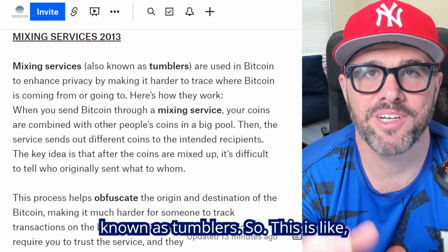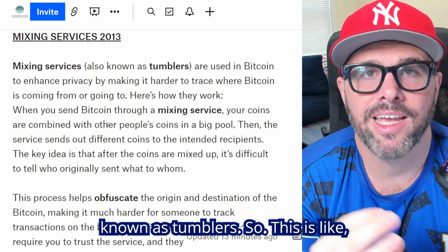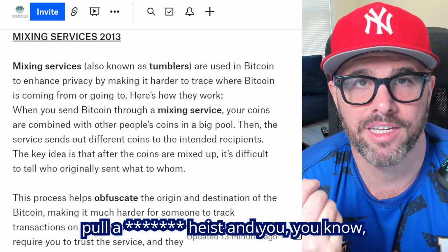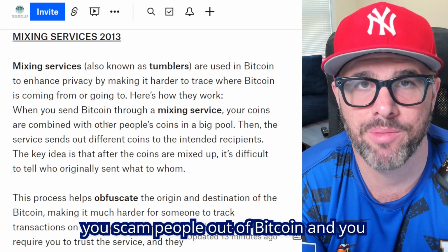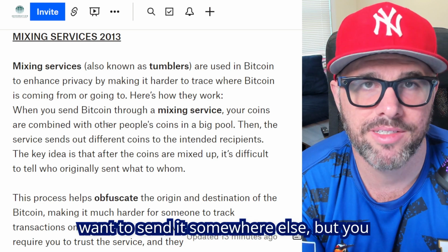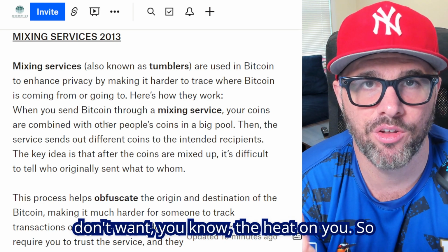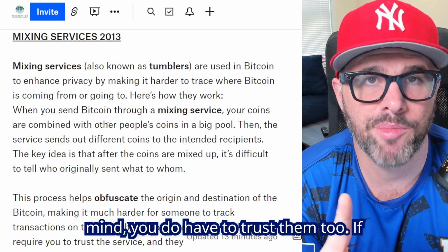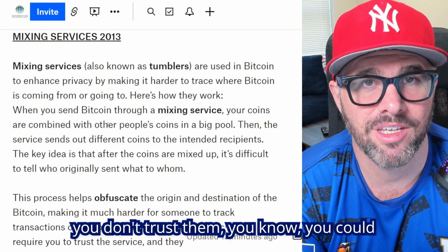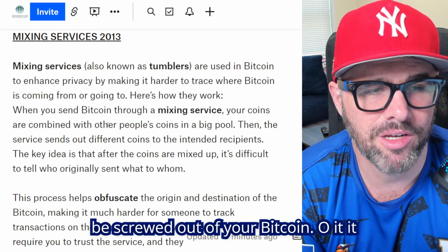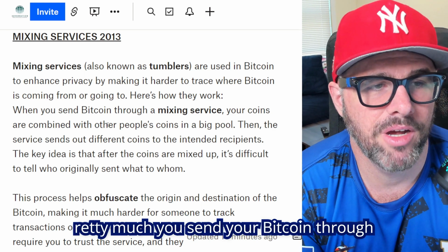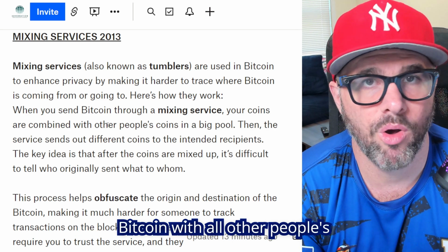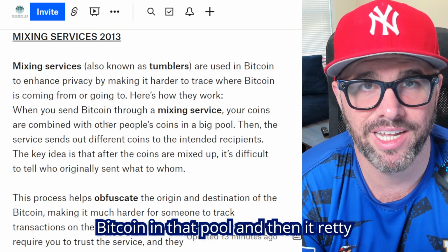Let's go into mixing services. These are also known as tumblers. Let's say you steal somebody's Bitcoin. Let's say you pull a heist and you scam people out of Bitcoin and you want to send it somewhere else, but you don't want the heat on you. So what a mixing service is, now keep in mind, you do have to trust them too. If you don't trust them, you could be screwed out of your Bitcoin. You send your Bitcoin through the mixing service and you combine your Bitcoin with all other people's Bitcoin in that pool.